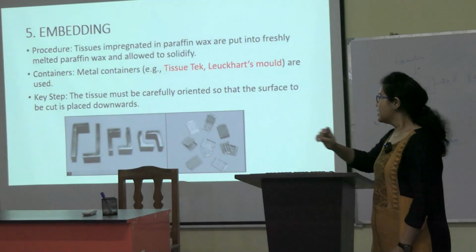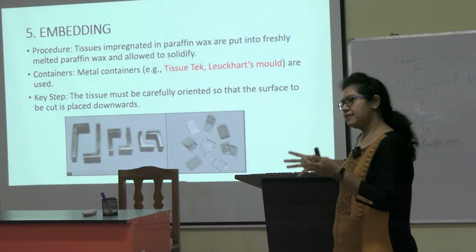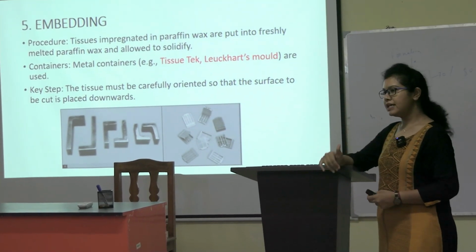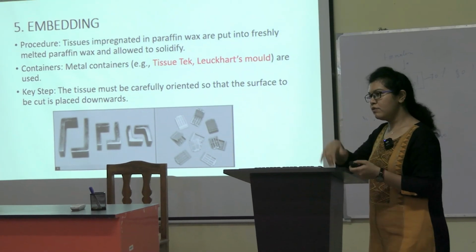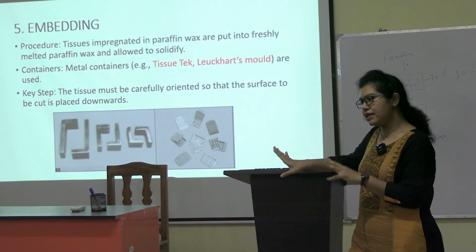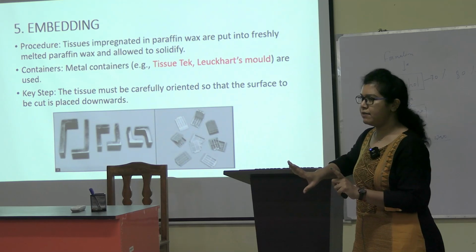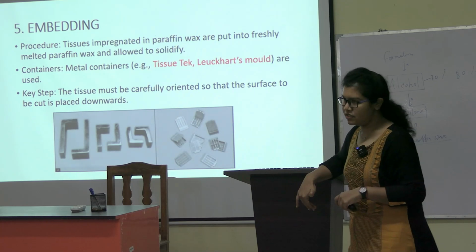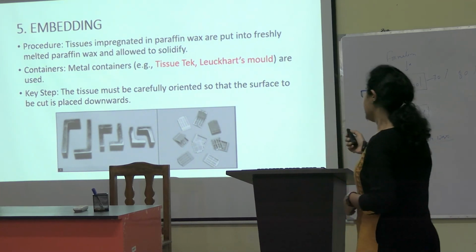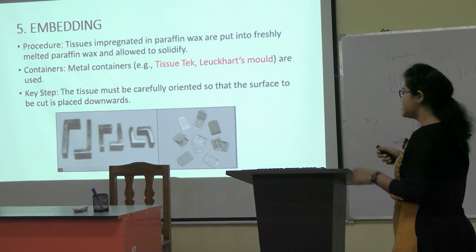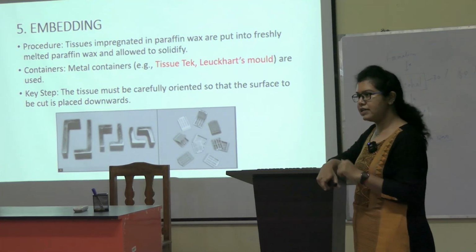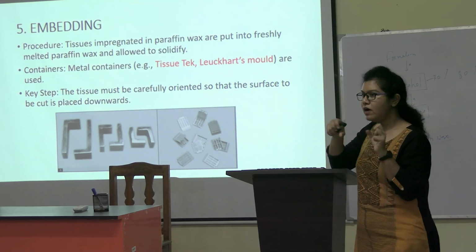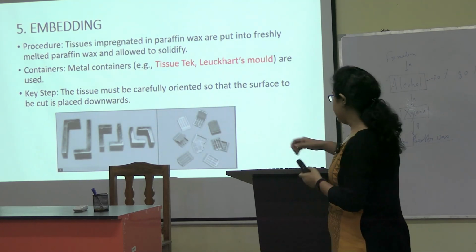After that, we come to embedding. Now we are taking that whole bunch of cassettes outside and we are embedding. We are doing this also with the help of liquid paraffin wax only, but not inside the tissue processor; we are doing it outside. Here we are using these metallic things. This L-shaped thing, as Rajat told already, we put the tissue there, pour paraffin wax, and allow it to harden.